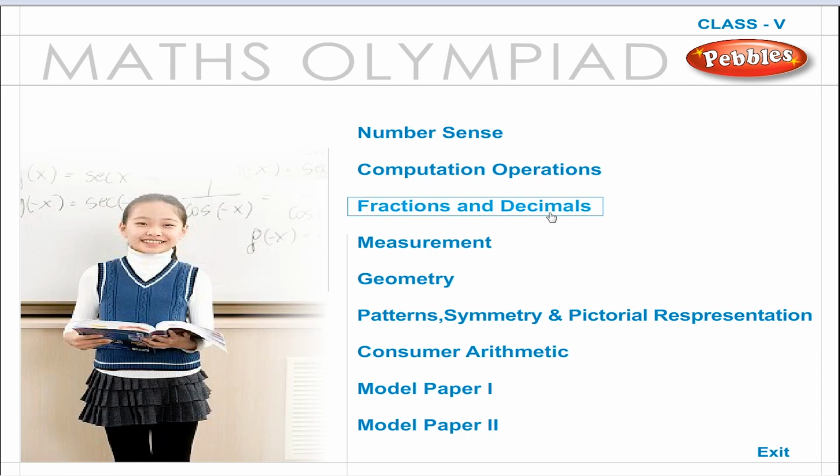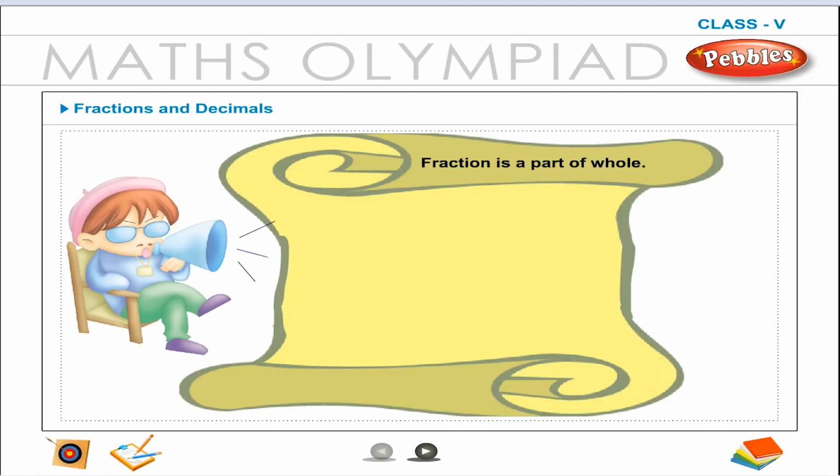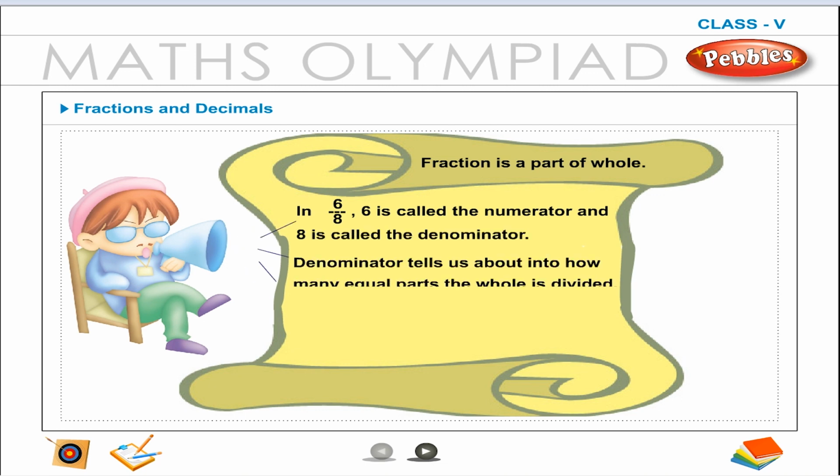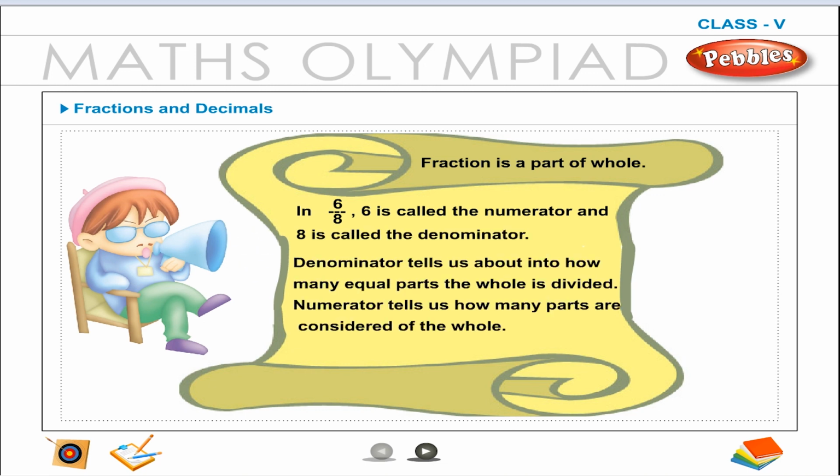Fractions and decimals. Fraction. Fraction is a part of whole. In 6 by 8, 6 is called the numerator and 8 is called the denominator. Denominator tells us about into how many equal parts the whole is divided. Numerator tells us how many parts are considered of the whole.